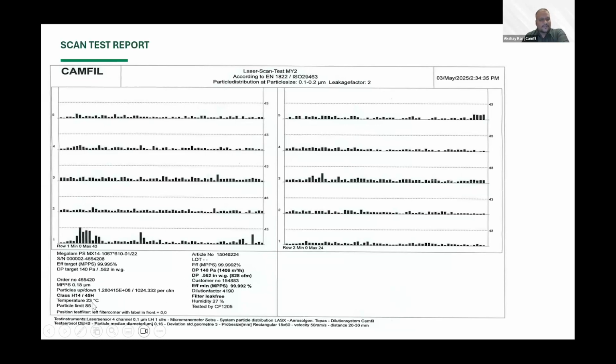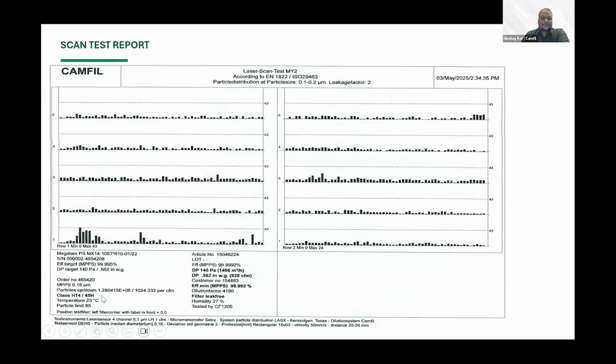So filter is leak free, temperature of the room where it has been manufactured, particle limit. So this particle limit will come after having a scanning, that how much is the particle permissible to come out of the filter when we are talking about H14, which is 99.995, based on the upstream and downstream concentration. So it is mentioned here 43. So this is the particle count, it should not exceed more than that, and that is how we are allowed to have a particle penetration of around 85 particles from this filter.